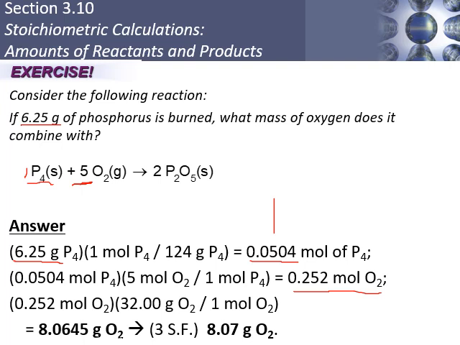Now, what we're going to do from now on, basically, with a few exceptions, is we're going to have to figure out which one of these would run out first. And that's called the limiting reactant. But we don't have to do that here because all we're doing here is we're just trying to figure out how much of the O2 we would need.